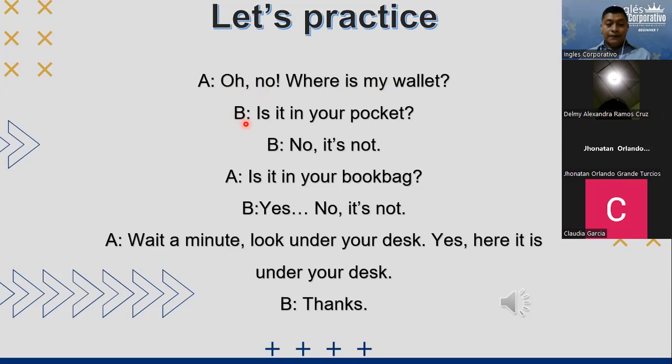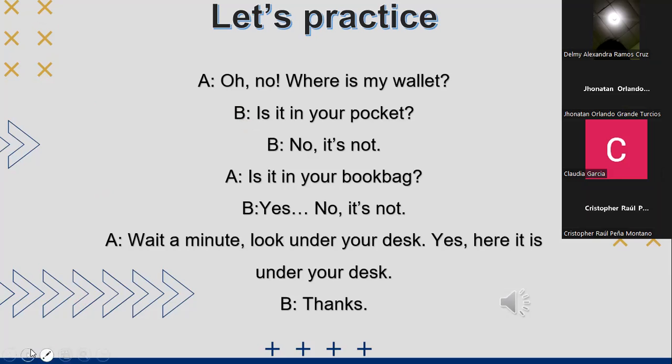Can you please start? Where is my wallet? Is it in your pocket? No, it's not. Is it in your book bag? Yes. No, it's not. Wait a minute. Look under your desk. Yes, here it is under your desk. Thanks. Okay, thank you. Great job. That was perfect. Thank you. Let's go with the next.